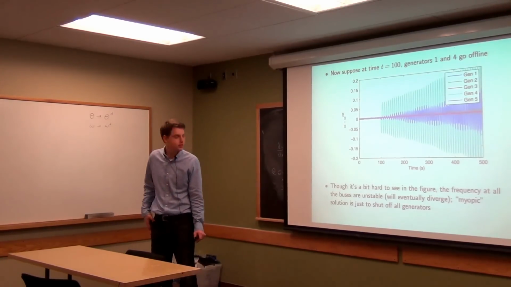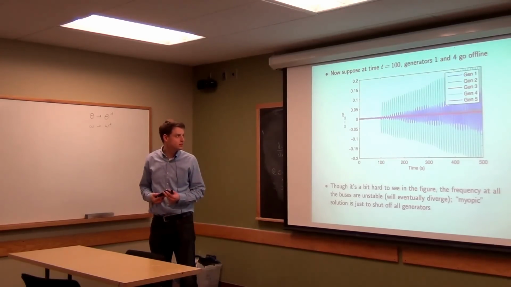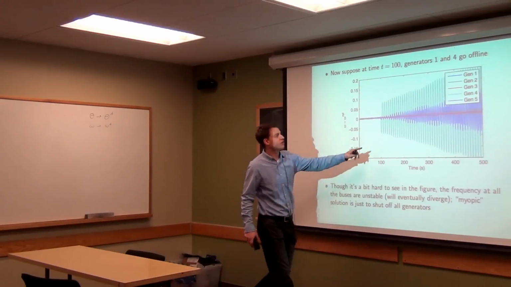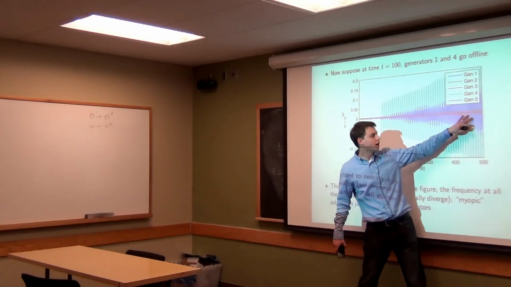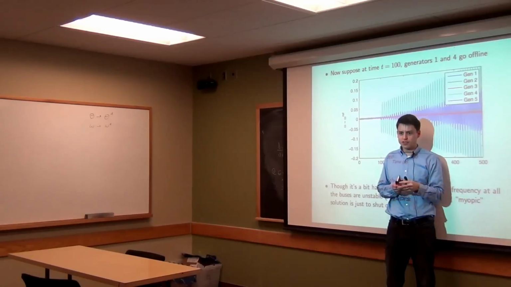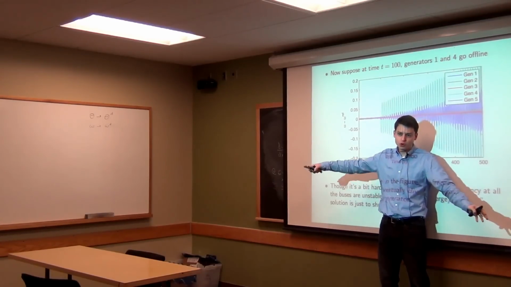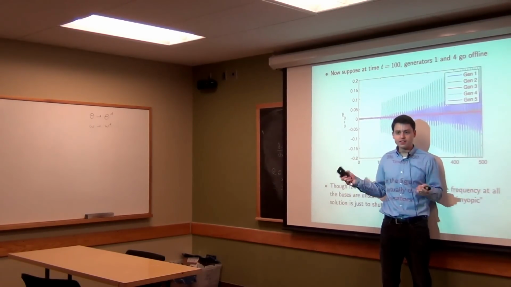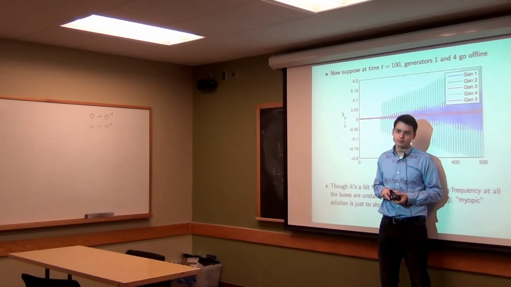In that case, wouldn't the other generators' frequency go out? They will eventually. It's hard to see here, but they actually do. You can see a little bit, the green one is growing. The ones that went off typically diverge a lot faster because they have no control anymore. These ones stay there for a little while, but once things get really far out of phase, it gets really bad.